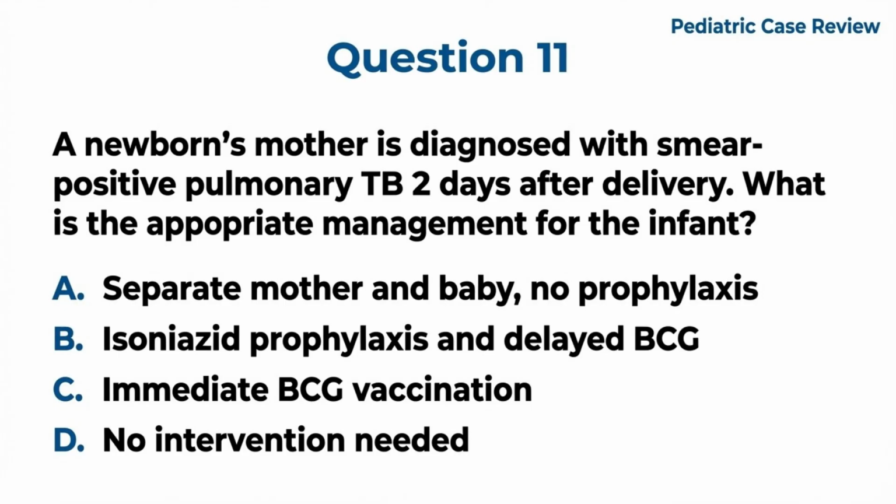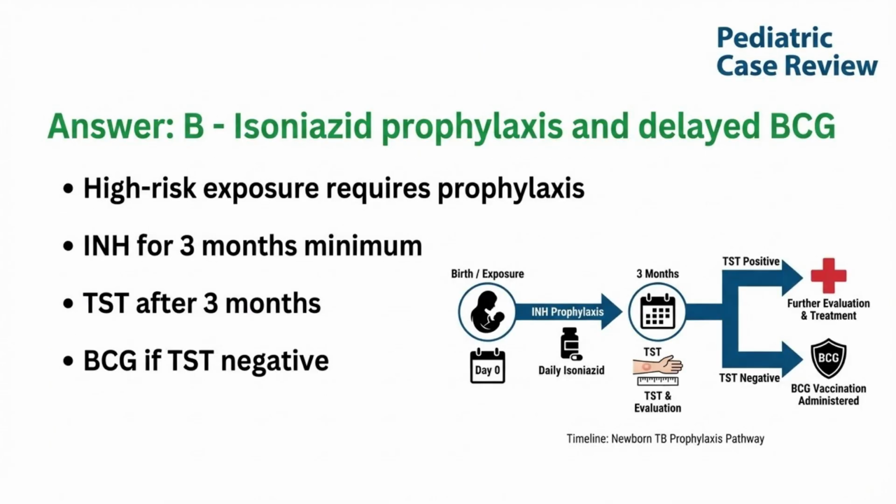Question 11. A newborn's mother is diagnosed with smear-positive pulmonary tuberculosis 2 days after delivery. What is the appropriate management for the infant? Option A, separate mother and baby immediately, no prophylaxis. Option B, isoniazid prophylaxis and delayed BCG. Option C, immediate BCG vaccination. Option D, no intervention needed. The correct answer is option B, isoniazid prophylaxis and delayed BCG.